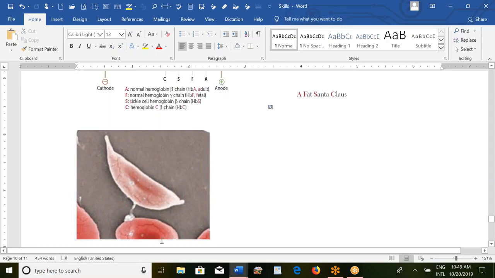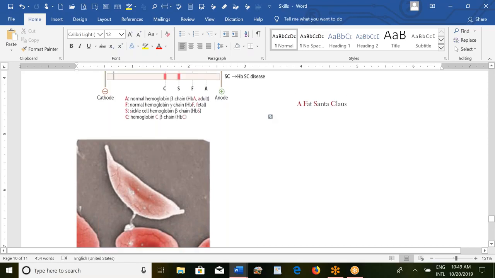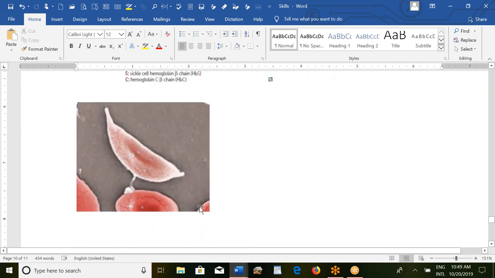And this is a normal RBC, okay? And this is a sickle cell. Can you just get it to this side? I can see it. See, that is sickle cell.